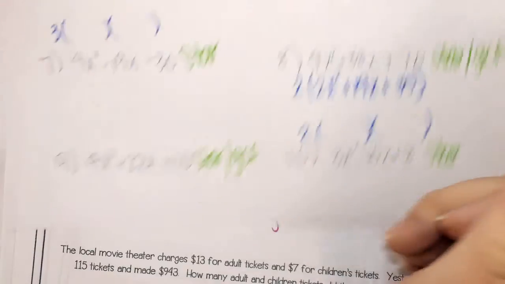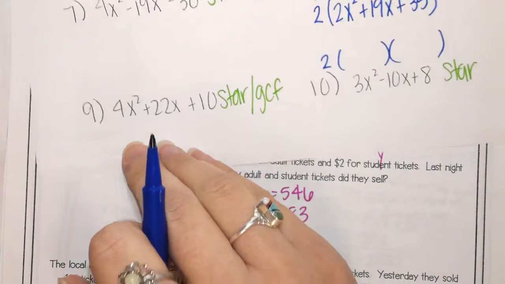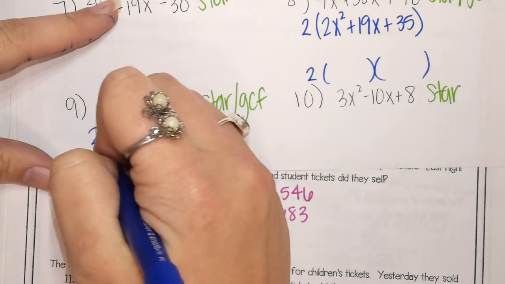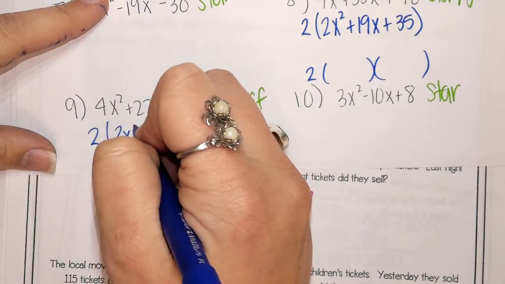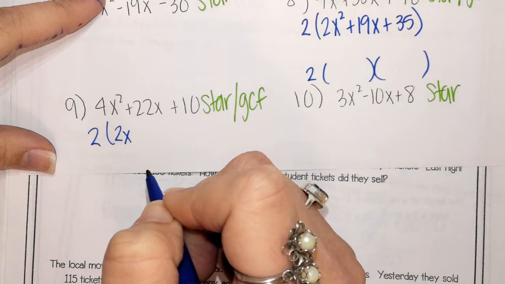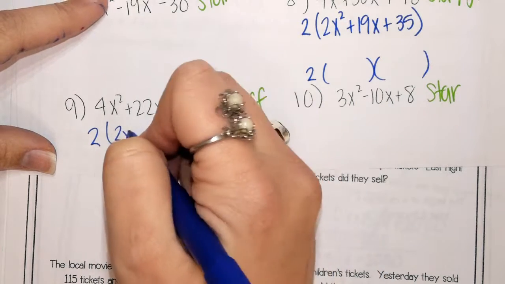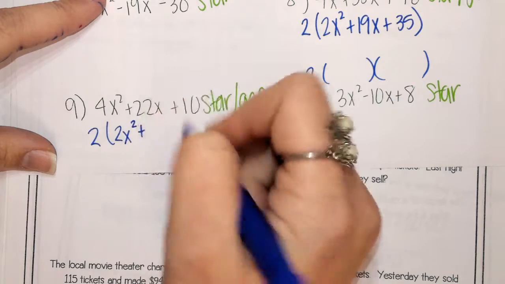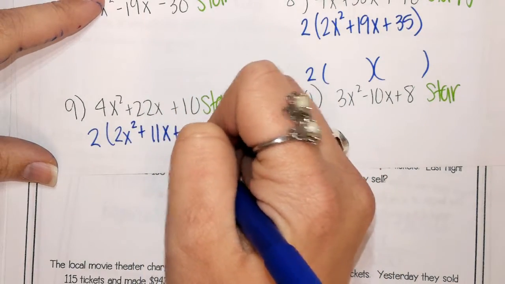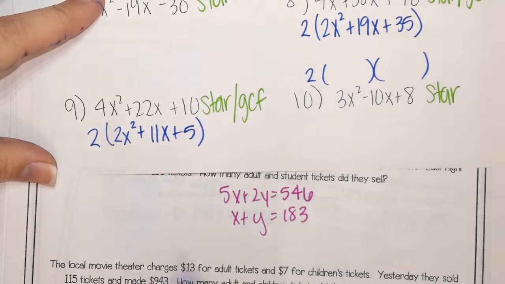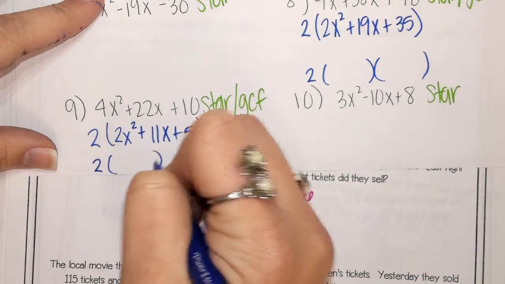All right, what's the biggest perfect square that goes into 9? 2. What is 4x squared divided by 2? 2x squared. Good. What's 22x divided by 2? 11x. And what's 10 divided by 2? Look at us go. Is 2 going to be on the end of our answer?